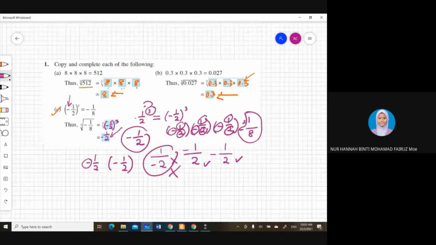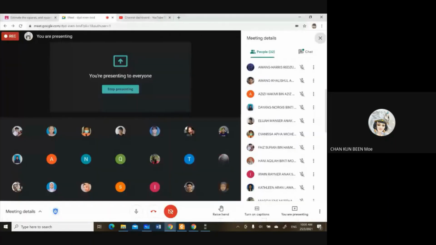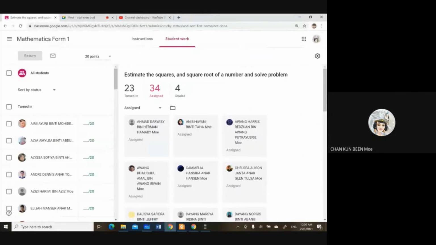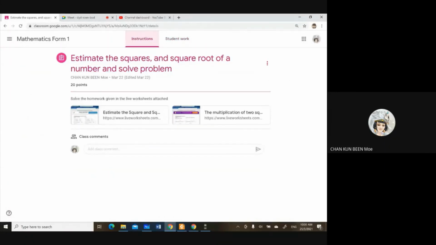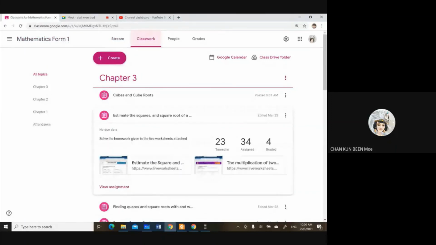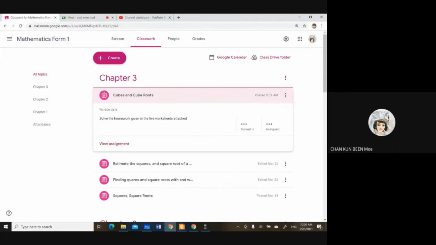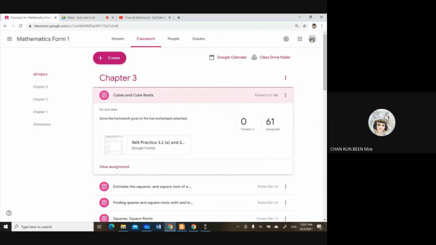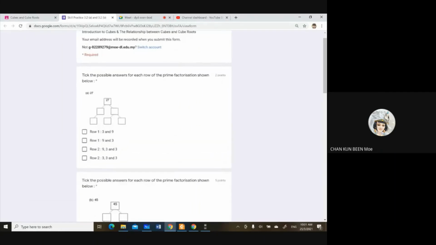Okay, so for the exercise today, you are going to do it in the form of Google Form. Make sure after this, you go back and do the exercise in Google Form. This one I already just posted, cube and cube root. So you can view the assignment over here. Okay, this is the skill practice that I want you to do right now.